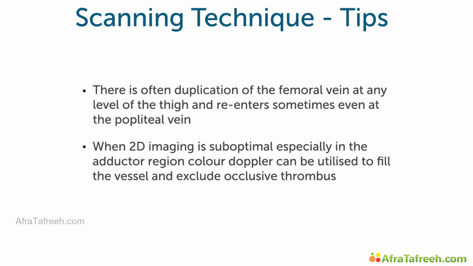There is often duplication of the femoral vein at any level of the thigh, and then it can re-enter also at any level of the thigh, sometimes into the popliteal vein. When the 2D imaging is suboptimal, especially in the adductor region, we can utilise colour Doppler to help fill the vessel and exclude occlusive thrombus.